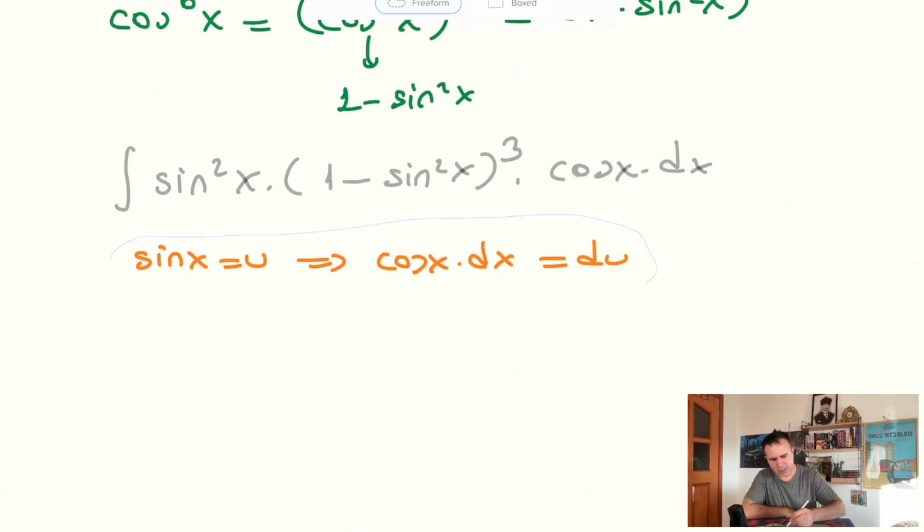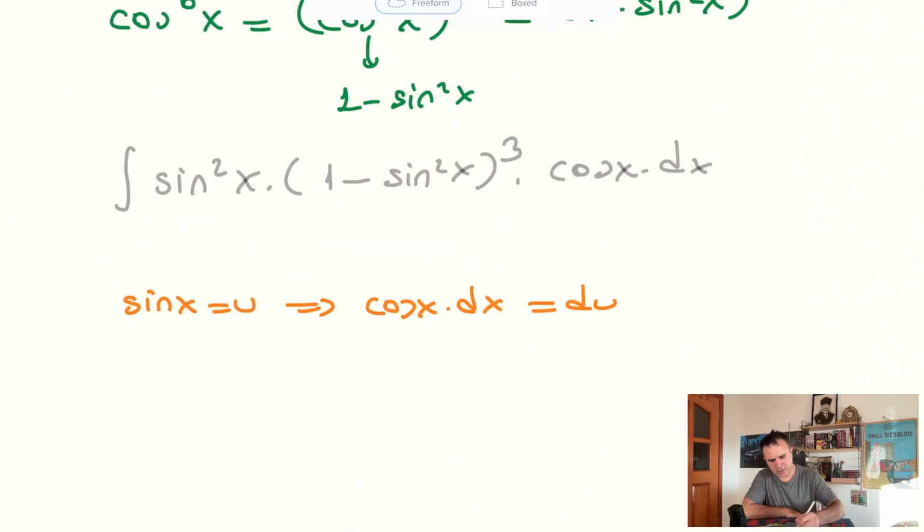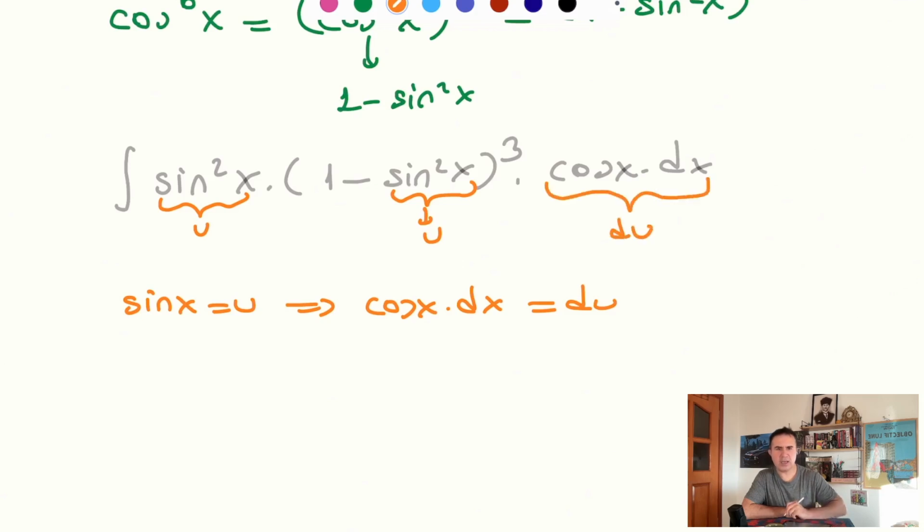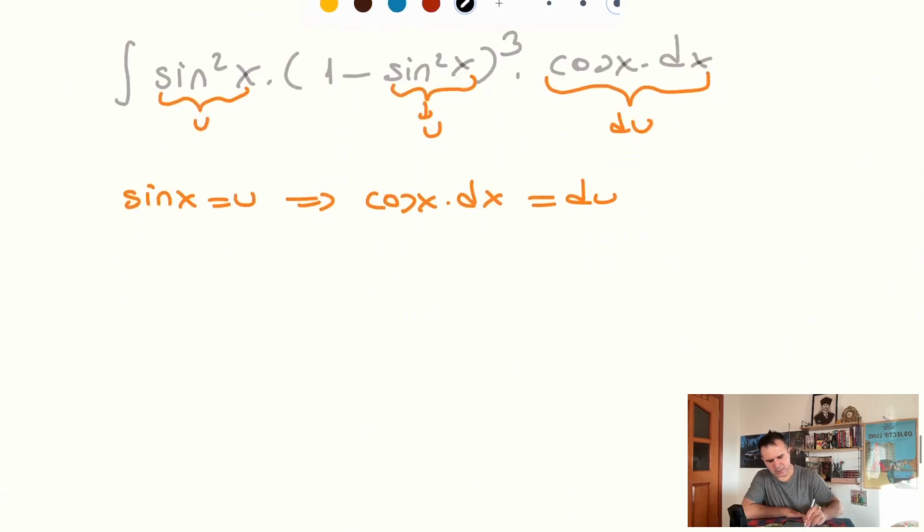Now I will rewrite the integral: I will rewrite sin x as u, and I will rewrite cosine x dx as du. The integral becomes u² times (1 minus u²) cubed times du.